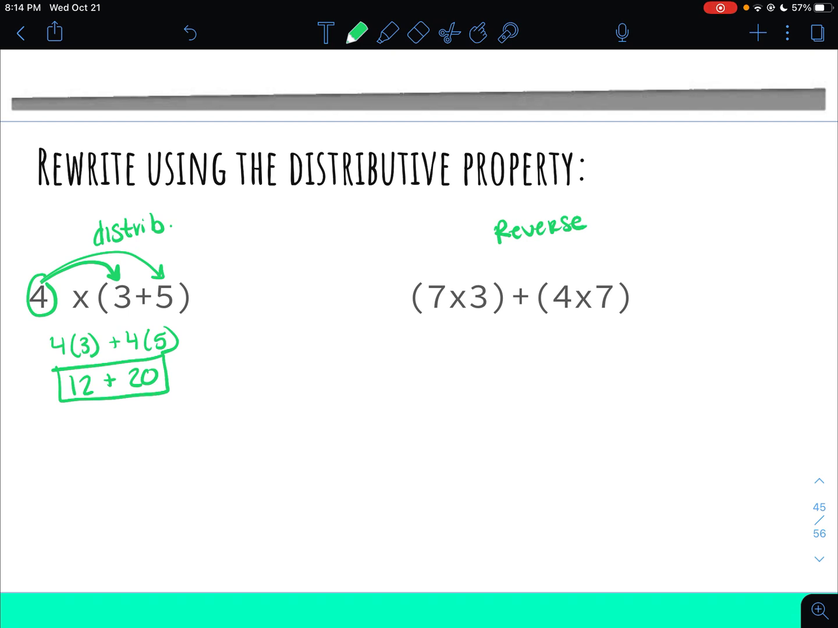And then the second one is in reverse. We're actually going to pull out what number was being distributed. So you want to look for a number that's in common, which they have the 7 in common. So the 7 gets pulled up out front, and the 3 plus 4 is left. So that goes inside the parentheses. And that's all you had to do.